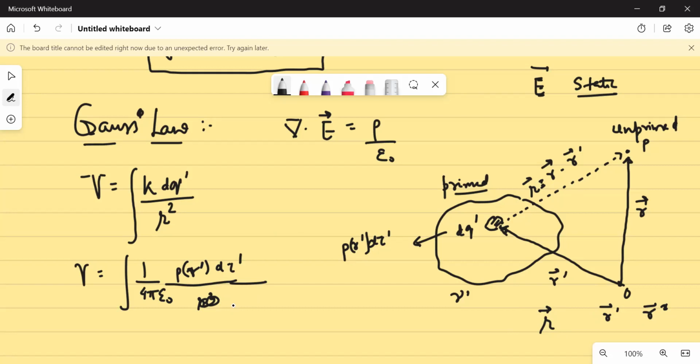So now if I write it as mod of R vector minus R vector dash, whole square, then I think it is, sorry, my mistake. It is not electric field, it is potential. So potential takes k dq dash upon R. In electric field you have R square, in potential you have R. Is that clear? Okay, that's done.